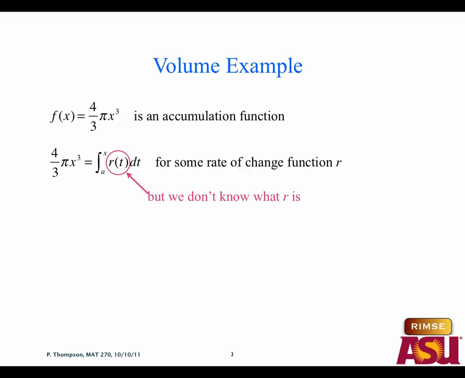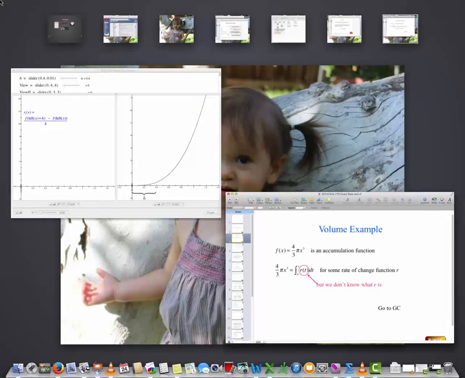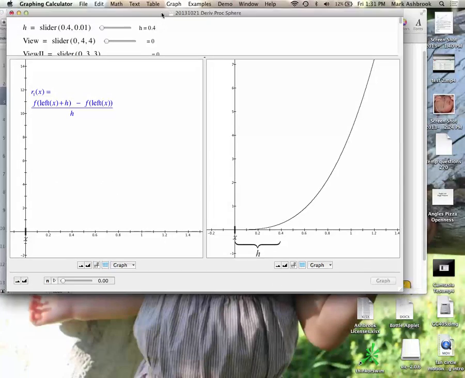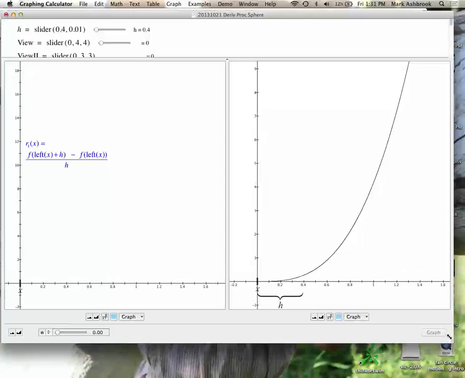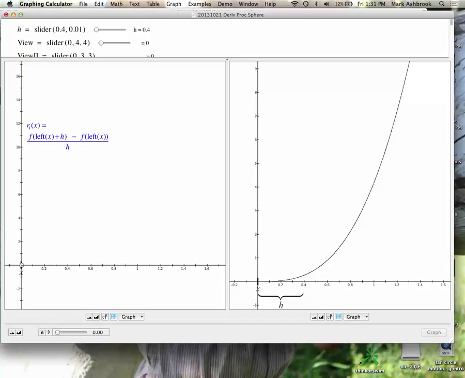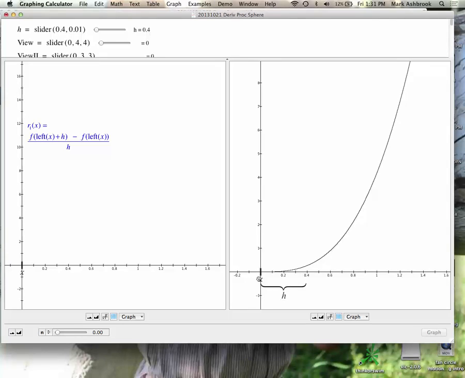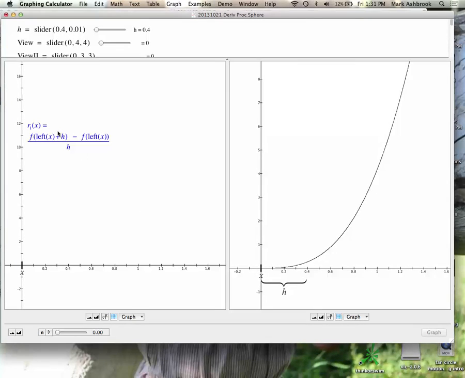But we just don't know what R is. But that's what we've been working on in the last week, or since exam 2. Starting with that accumulation, figuring out what that rate is. Okay, so let's look at this. And we came up with... Can you read that? Is that big enough? Okay, so that was the function we came up with for rate of change based on left x.